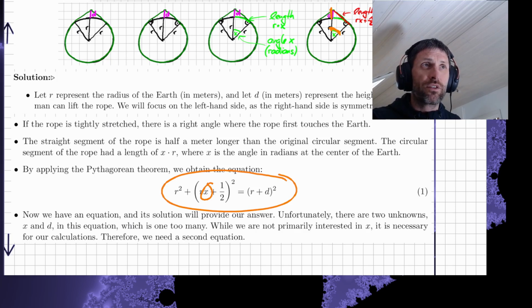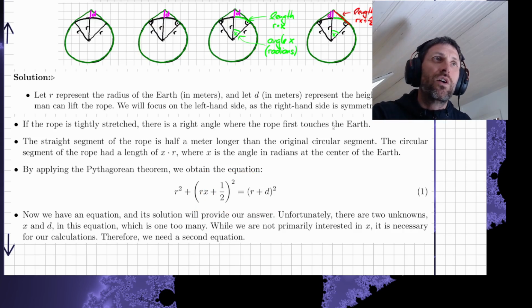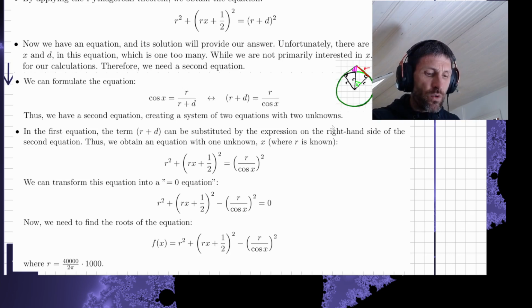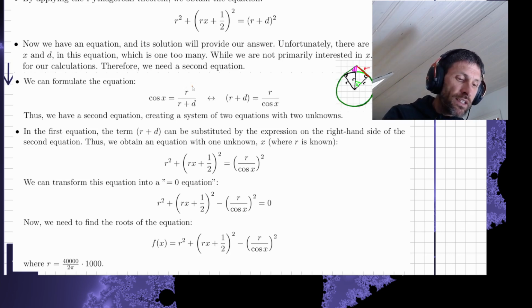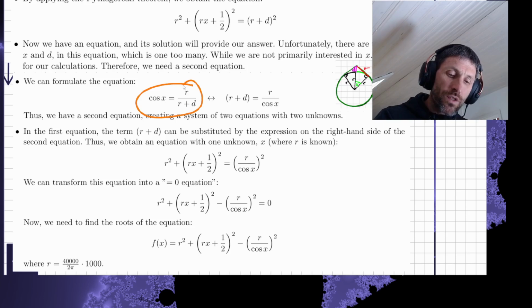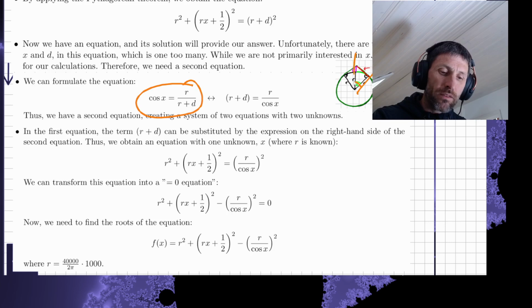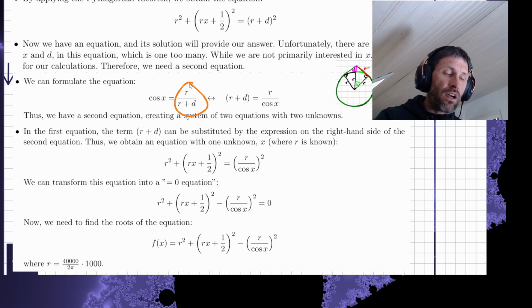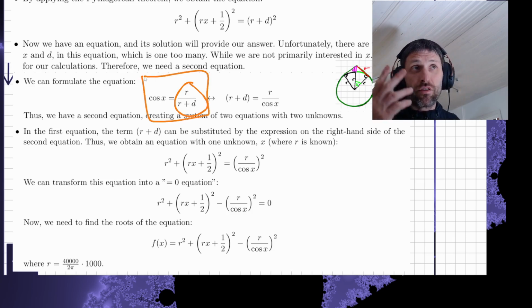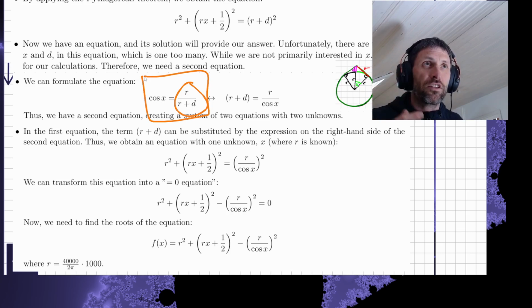Okay, so what idea may we have? Okay, I'm asking you for some suggestion. Okay, maybe you say cosine x is this length divided by that length. So r divided by r plus d. And now we have a second equation. A second equation is a good thing. If we have 2 unknowns, we need a second equation. This is the second one.